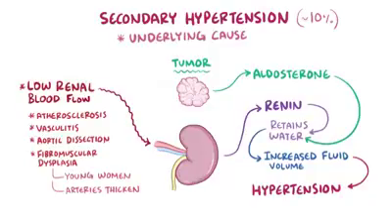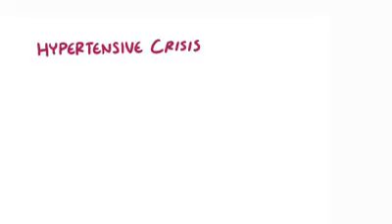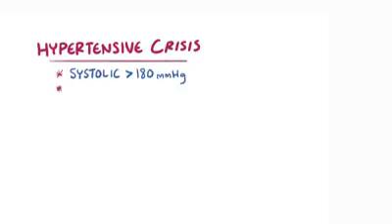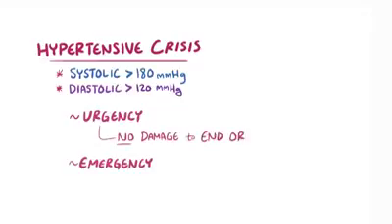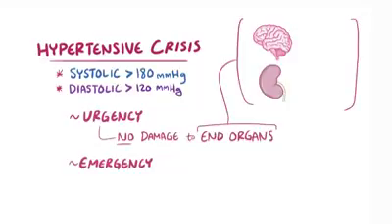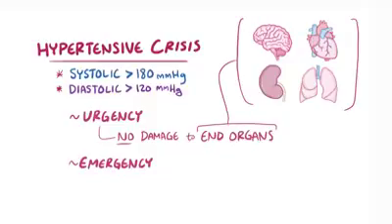Finally, if the blood pressure gets really high really fast, it's referred to as hypertensive crisis. It involves a systolic pressure greater than 180 millimeters of mercury or a diastolic pressure greater than 120 millimeters of mercury. Hypertensive crisis can be further split into hypertensive urgency and hypertensive emergency. With hypertensive urgency, there hasn't yet been damage to end organs, like the brain, kidneys, heart, and lungs. In hypertensive emergency, there has been shown to be evidence of damage to end organs.